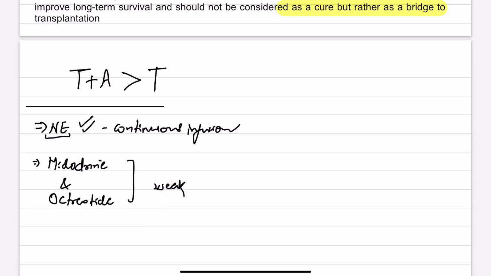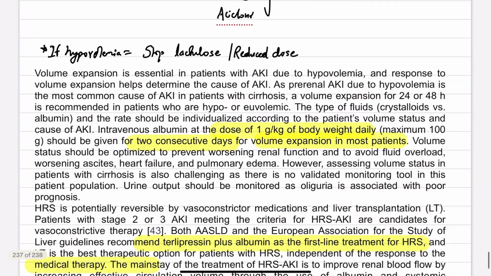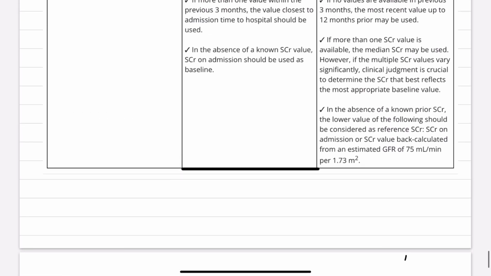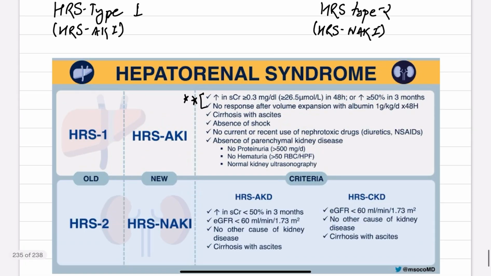In the previous year question, they gave the option octreotide plus albumin, which can be marked as the right answer if terlipressin plus albumin is not given in the options. I have made this topic concise because there were only one or two questions from this topic.